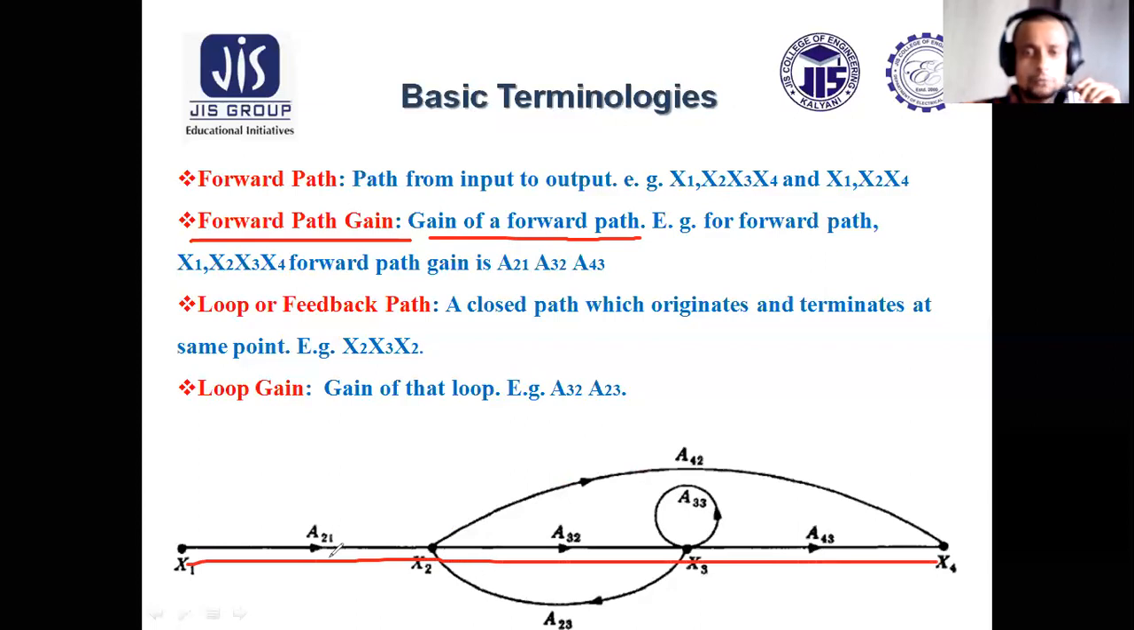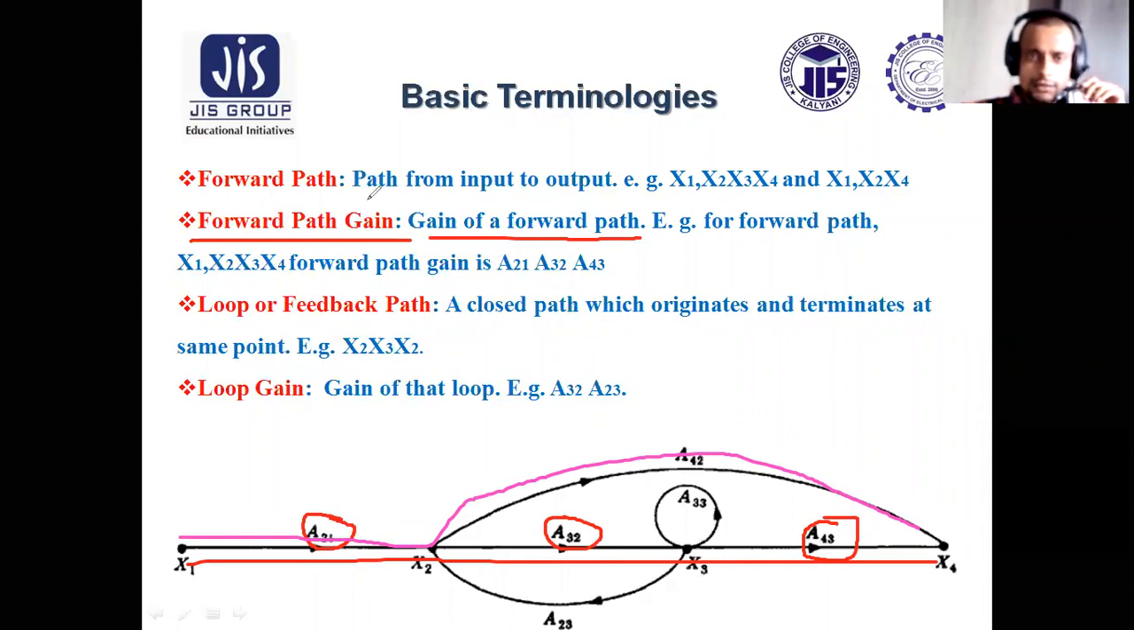So what would be the path gain for this forward path? The path gain for this forward path is A21, A32, A43. So this is one forward path gain, the path gain associated with the first forward path. Another forward path is this one, which has a path gain of A21, A42.